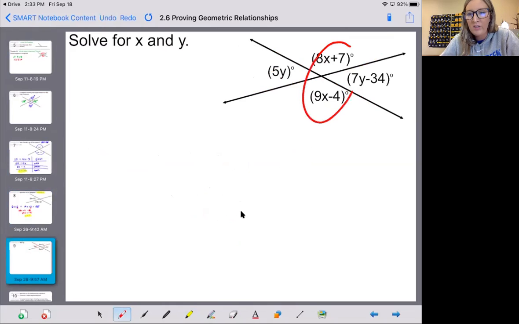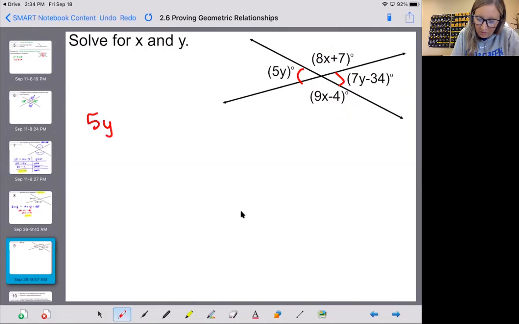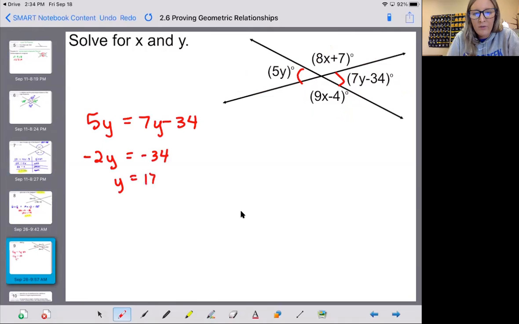Do you notice if I go across this way, I do have x's, and if I go this way, I have y's. So in this case, we don't want to use linear pairs. We want to use our vertical angles. So I know that 5y is equal to 7y minus 34 because of vertical angles. If I subtract 7y to the other side, I have negative 2y equals negative 34. If I divide by negative 2, I get 17 for y.